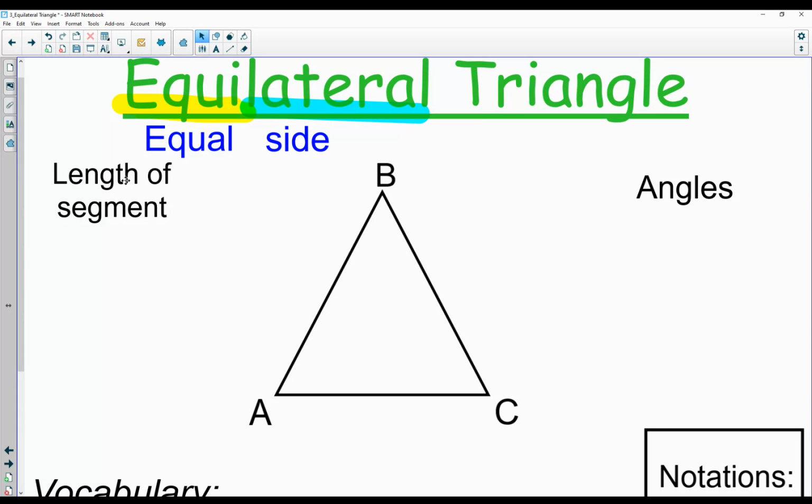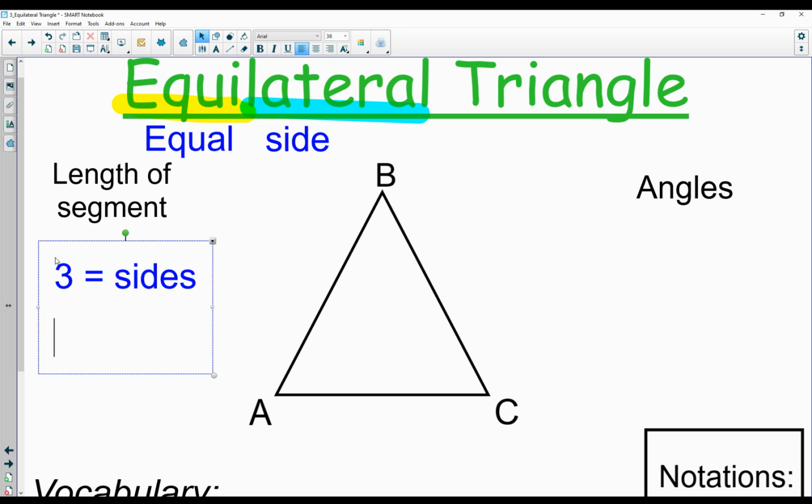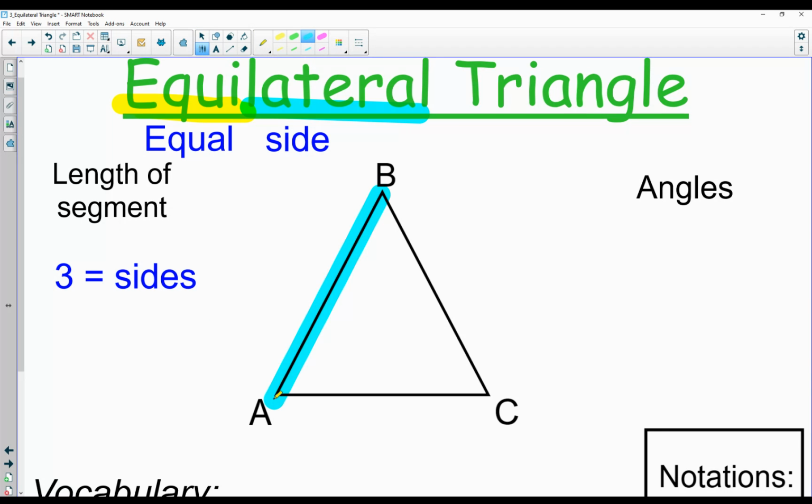So over here it says the length of the segment. So what do we know about the lengths of the segments? There are three equal sides. With that, if we compare the three sides that we have, there's a side over here. I'm going to highlight that side. If you wanted to identify this side to someone, you would call this side AB, because the two endpoints A and B are on that side. Then you have this side over here, which is known as side BC. And then you have this side down here, which would be side AC.